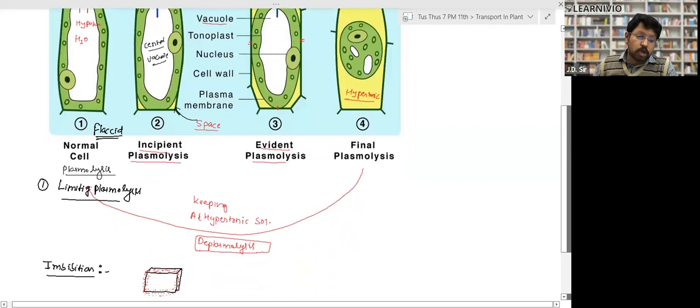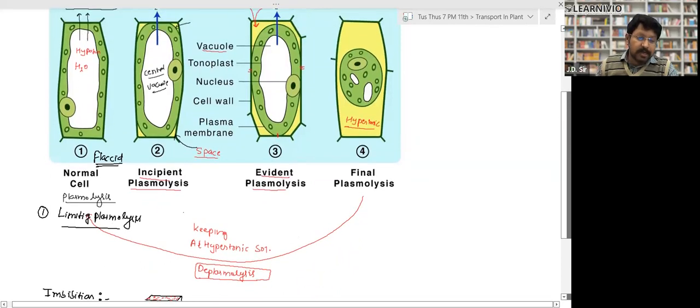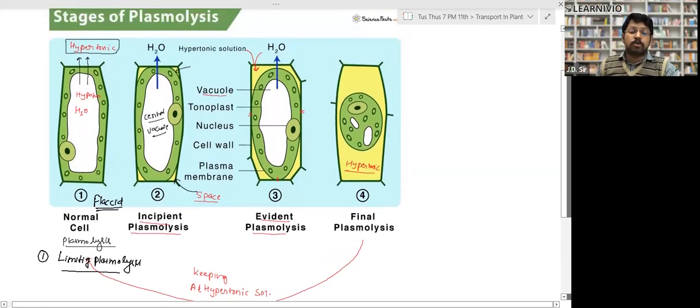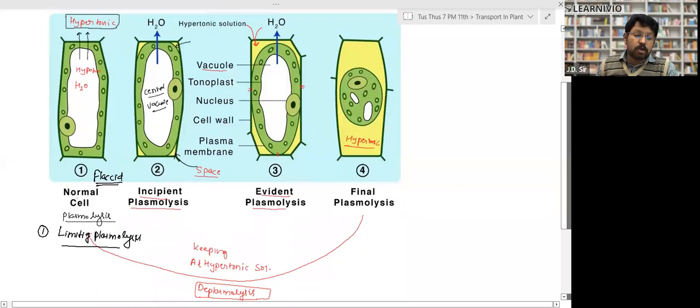The first one was normal plasmolysis, or we can also call it limited plasmolysis, right? The second one is incipient plasmolysis. In normal or limiting plasmolysis, the protoplasm is not leaving the cell wall anywhere. But in incipient plasmolysis, the protoplasm is leaving the cell wall at the corner.